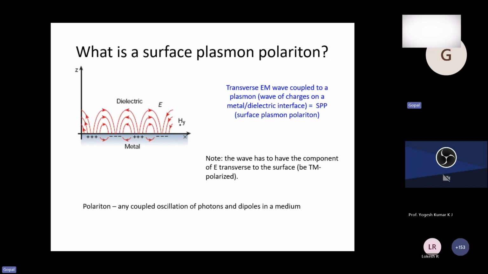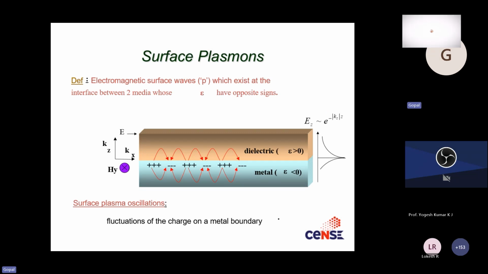The wave has to have a component of E transverse to the surface, so it should be polarized. These are optical limitations. A polariton is any coupled oscillation of photons and dipoles in a medium. Now you can see there are plus and minus charges as shown here. These are the dipoles, and they form the quanta of energy that is called a plasmon. In general you can see the dielectric and metal surface, the same thing in a structural form, and you can see how the plasmons oscillate on the surface.